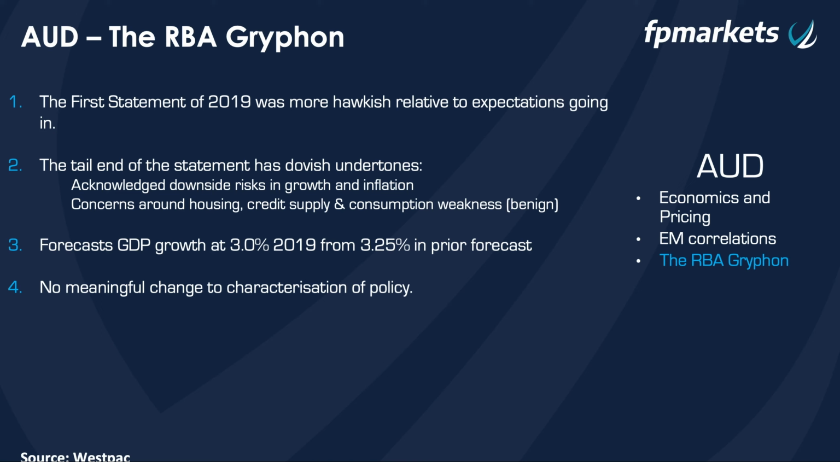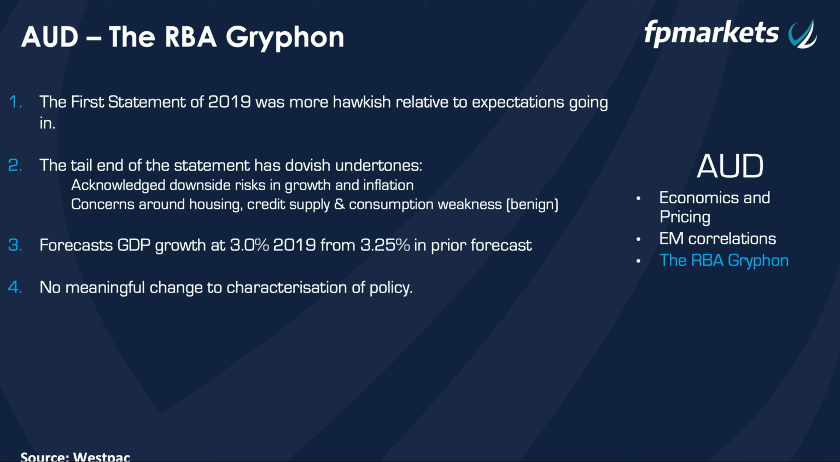So the initial reaction to what happened at the first meeting for 2019 at the RBA was a spike in the Aussie dollar. His speech actually caused quite a large decline. It was quite interesting on that fact. And as you can see here, I said it was more hawkish, this first statement, but did acknowledge the downside risk in growth and inflation. There is concern around housing, credit supply, and consumption, which is what I showed you in those first couple of charts. GDP forecasts were moderated, but they're still expected at 3%, and that gets back down to iron ore.